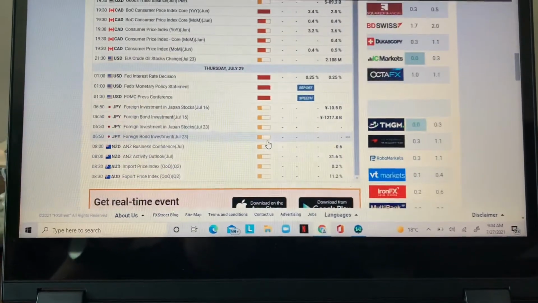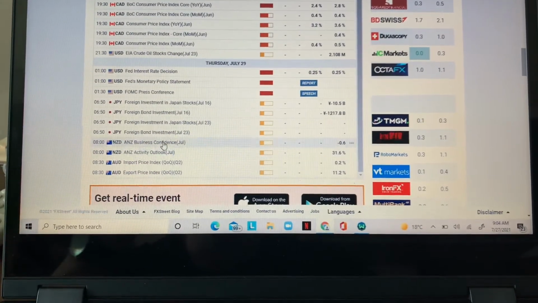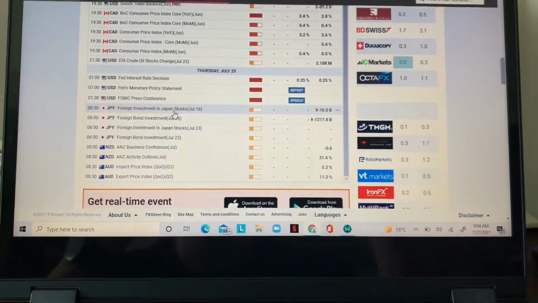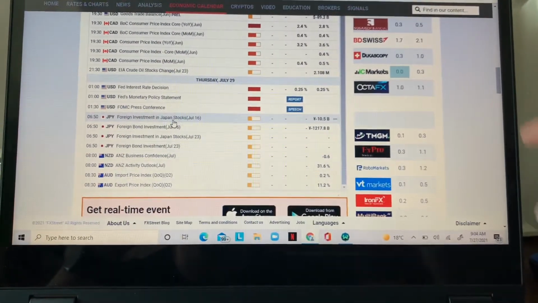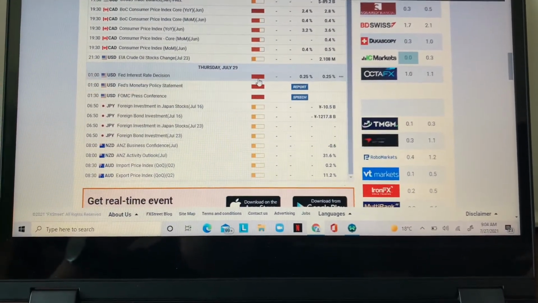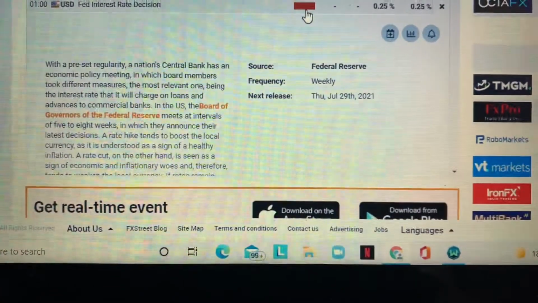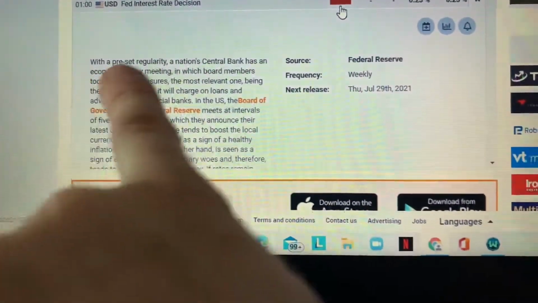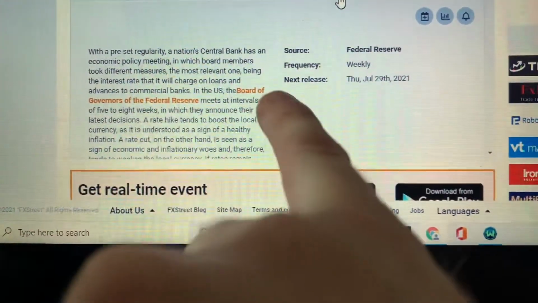If you're a newbie at Forex, you don't have to understand what each of these does. You don't have to be a microeconomist and know what all of this means. If you're stuck, just click on it if you really want to know, and it will tell you. It gives you the information here. It tells you the frequency every week, and it tells you all about it here.